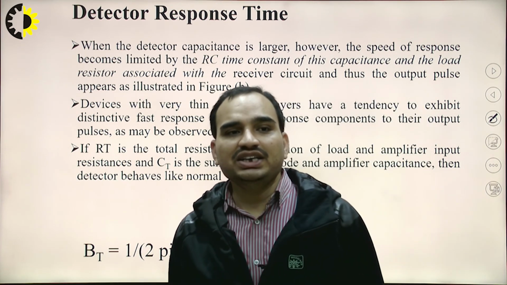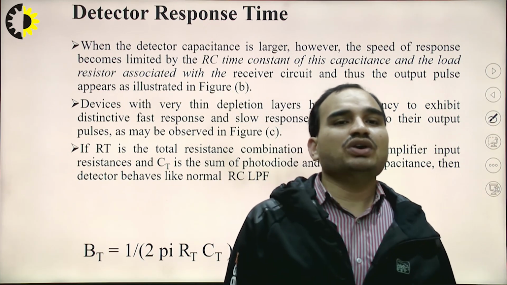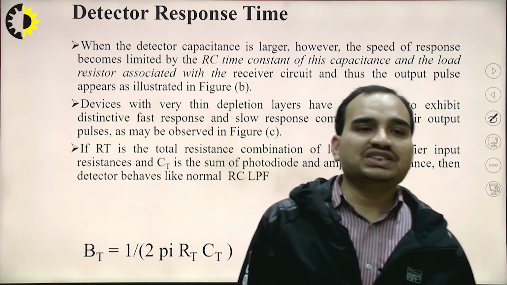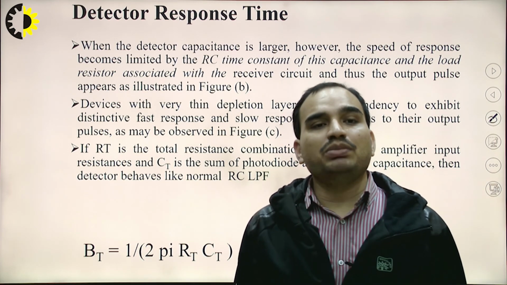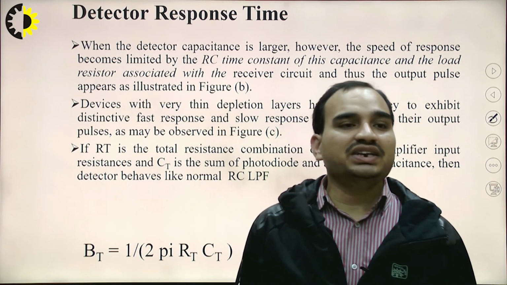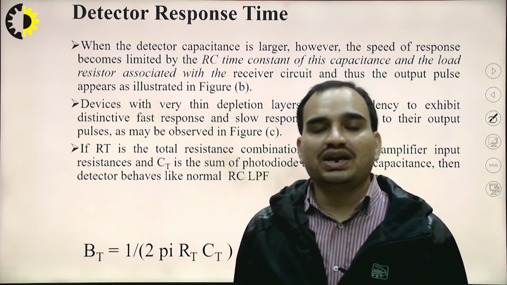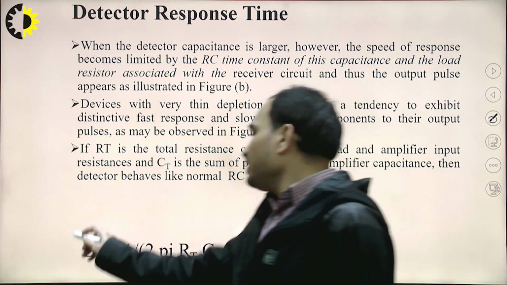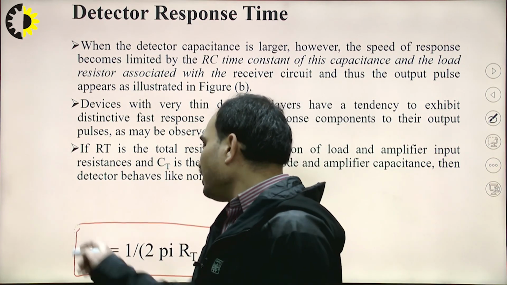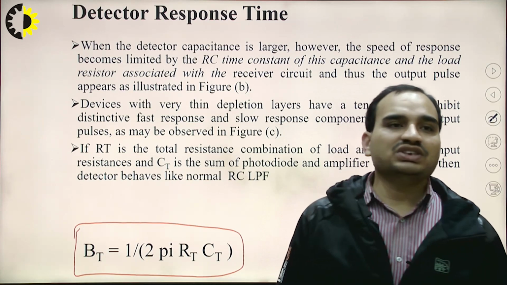So if RT is the total resistance combination of the load and the amplifier input resistance, and CT is the sum of the photodiode and the amplifier capacitance, then the detector behaves like a normal RC low pass filter. So the bandwidth can be calculated as 1 over 2 pi RT CT.